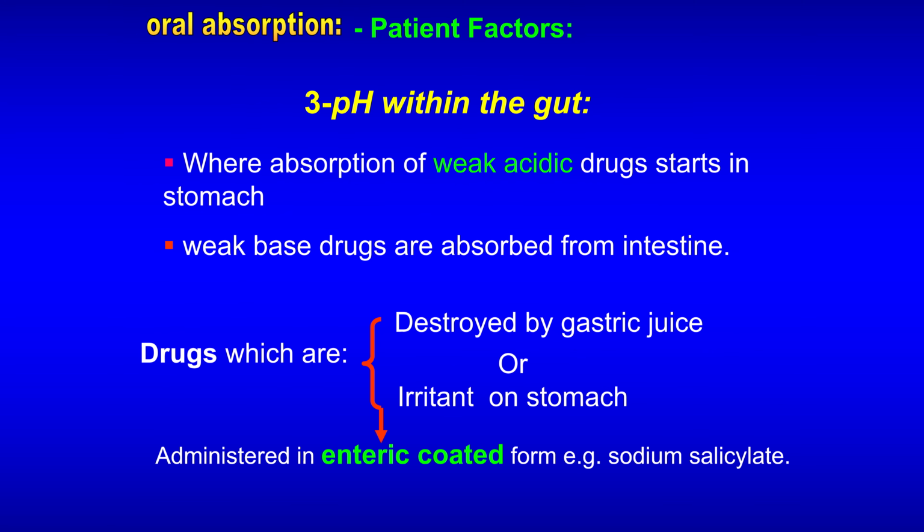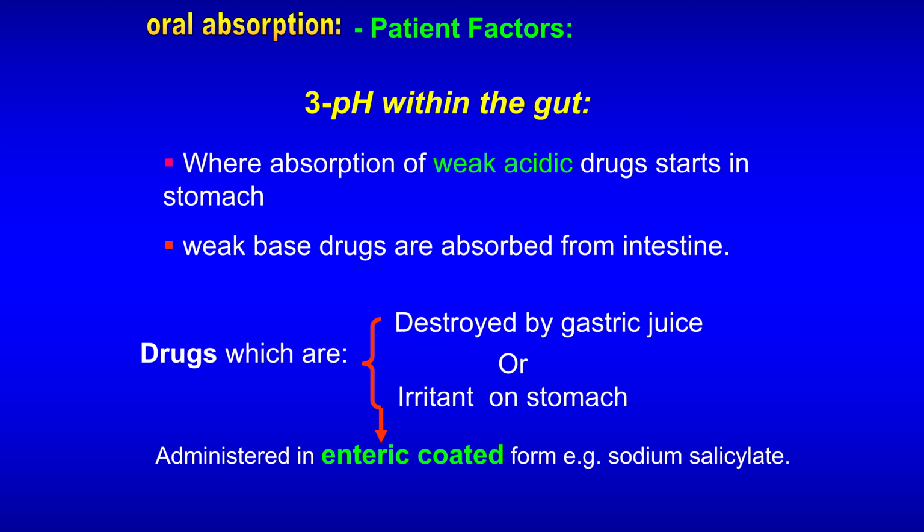Next, let's examine the third factor, pH within the gut. Weak acidic drugs are primarily absorbed in the stomach due to the acidic environment. In contrast, weak base drugs are absorbed in the intestine, where the pH is more alkaline.